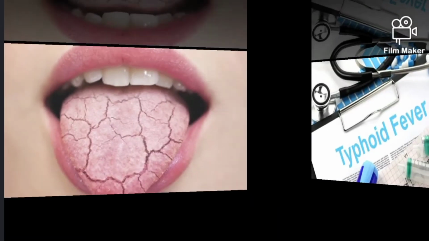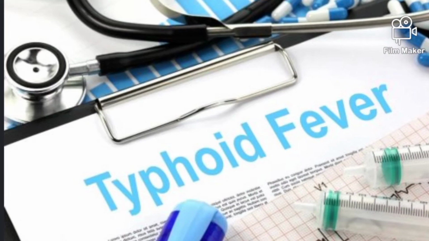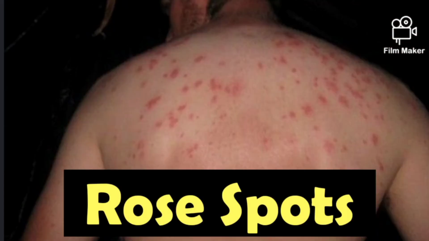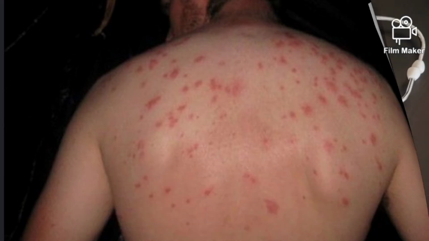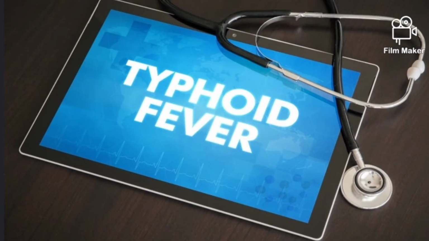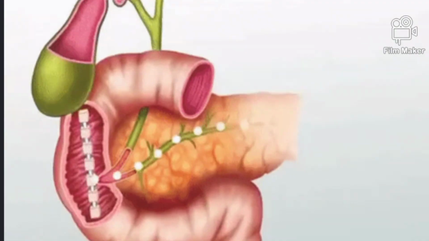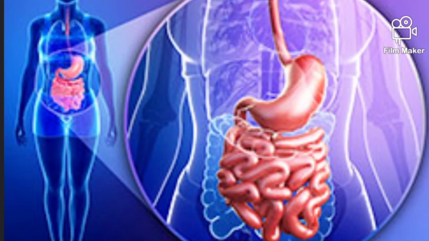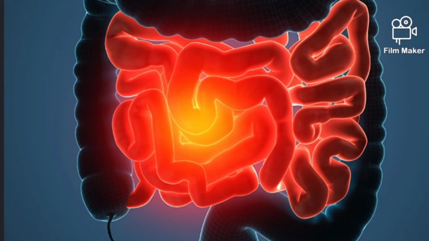In the 7 to 10 days of typhoid, the person may also experience rose spots, that is pinkish or reddish spots on the chest or on the back. If typhoid is not treated at the correct time, it may spread to the liver, spleen, and in severe cases, it may also cause intestinal ulcers. Ulcers in the intestine may probably cause intestinal bleeding. These are all the symptoms of typhoid.